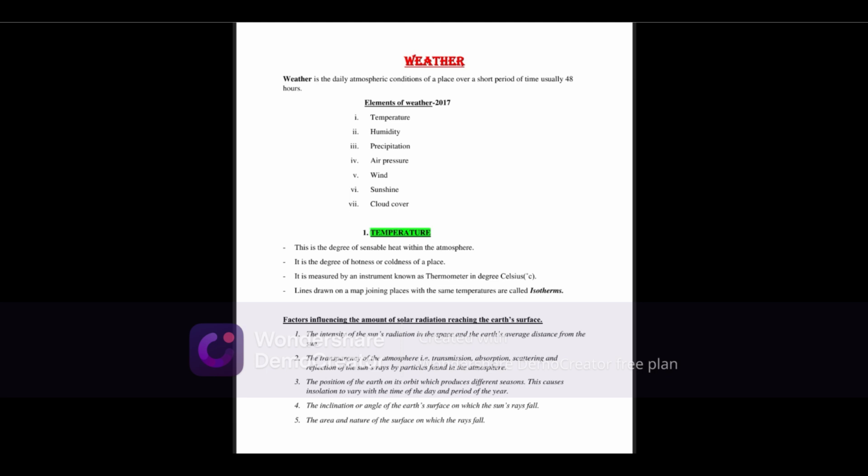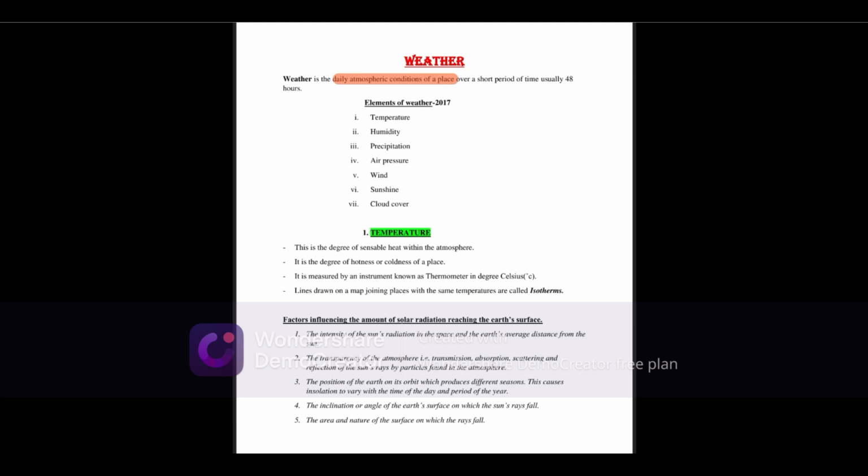So by definition, weather is the daily atmospheric condition of a place over a short period of time, and usually 48 hours. That is a period of 2 days. And again, the keywords here are it is the condition, it is an atmospheric condition, the daily atmospheric condition of a place.